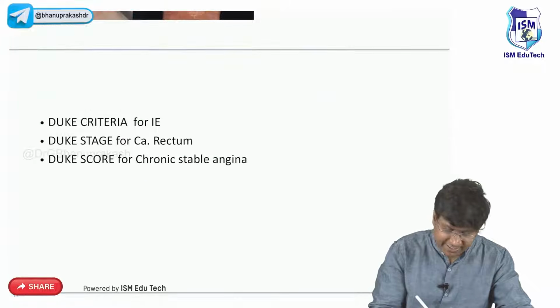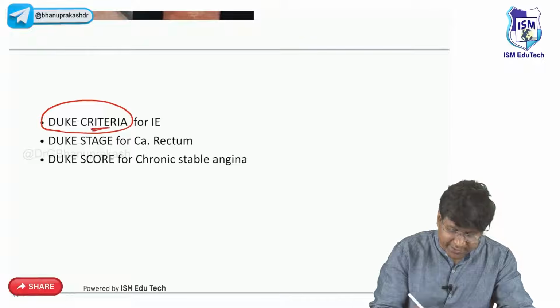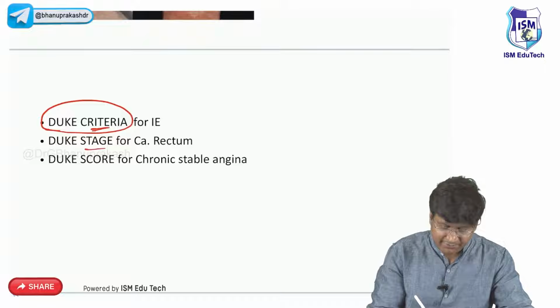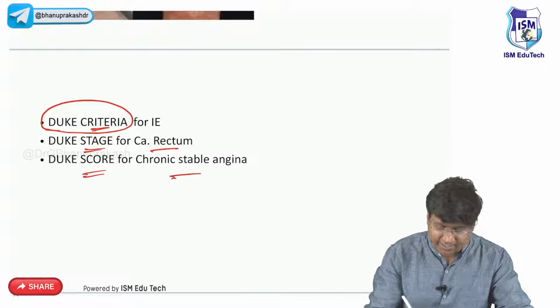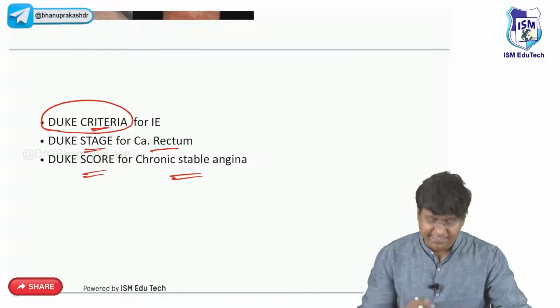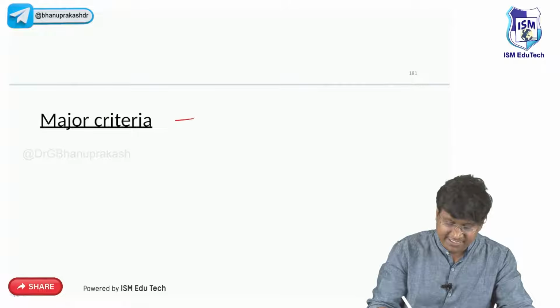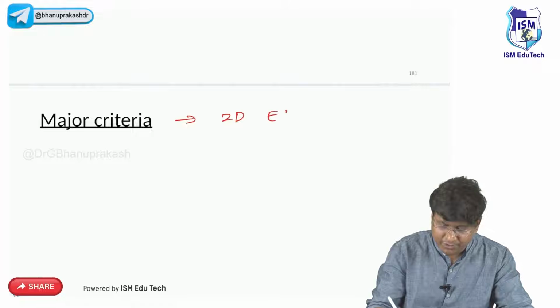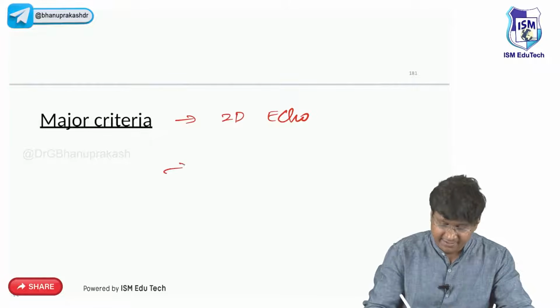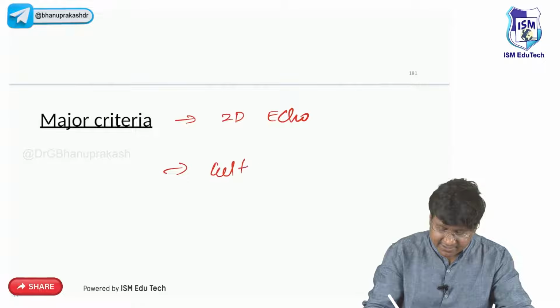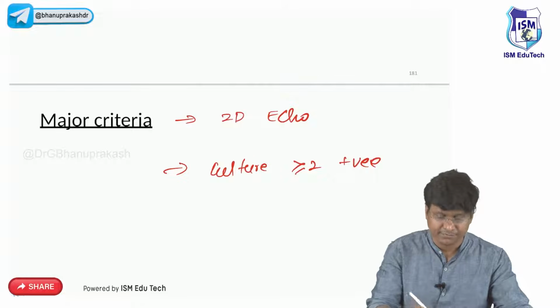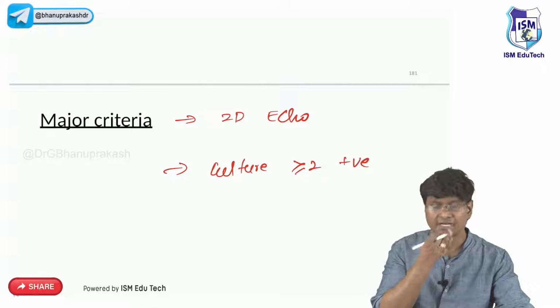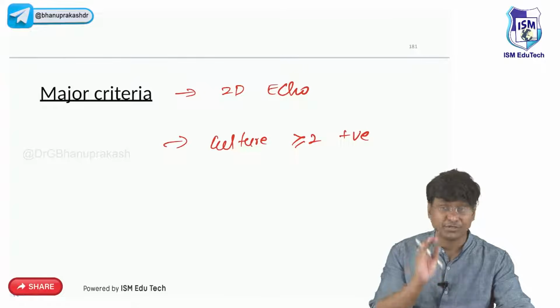And what is the name of the criteria for infective endocarditis? That is Duke's criteria. And you have Duke staging for carcinoma rectum, Duke scoring for chronic stable angina. Then you need to know the major criteria. In the major criteria, the 2D echo will be showing large vegetations. And then the culture: more than or equal to 2 cultures should be positive, and these two are your major criteria.